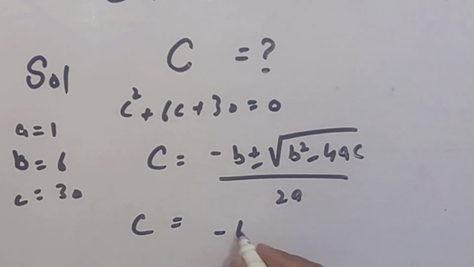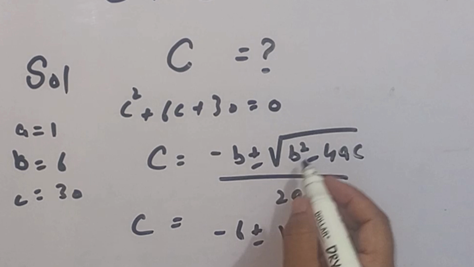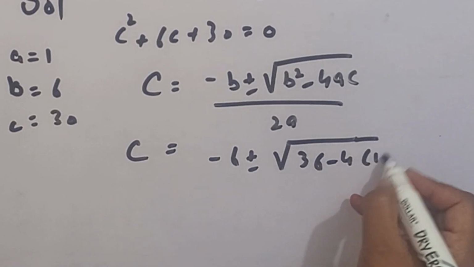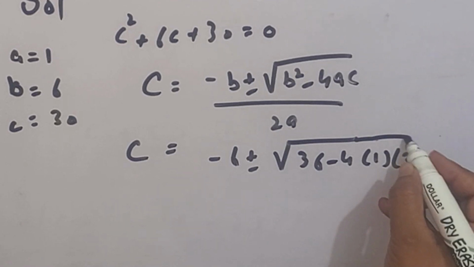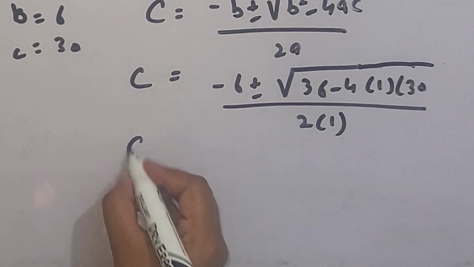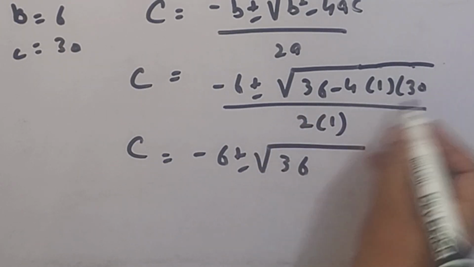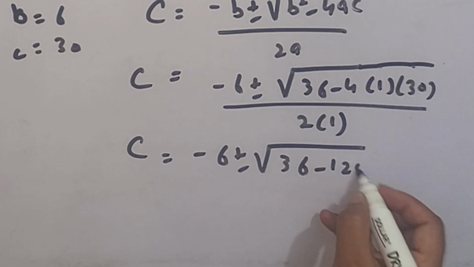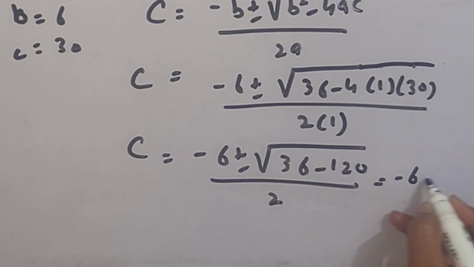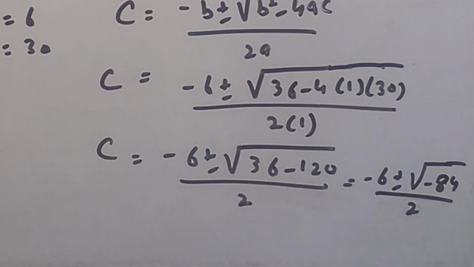Now we substitute these values in the formula. So this is negative 6 plus or minus square root of b square, which is 6 square, which is 36, minus 4, a is 1 and c is 30, over 2, and a is 1. So c is equal to negative 6 plus or minus the square root of 36 minus 120, which is negative 84, over 2.